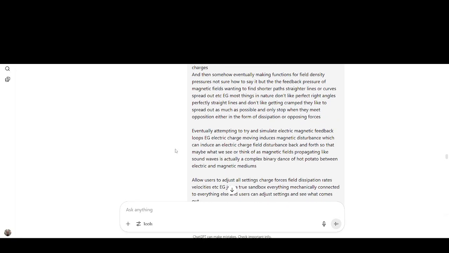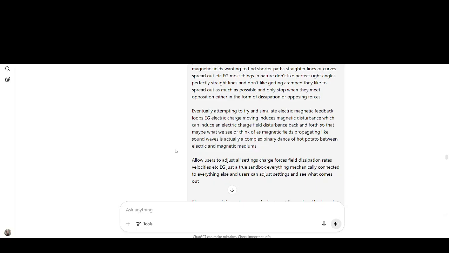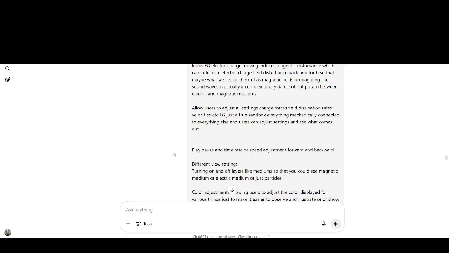Eventually attempting to try and simulate electric magnetic feedback loops, e.g. electric charge moving induces magnetic disturbance, which can induce an electric charge field disturbance back and forth, so that maybe what we see or think of as a magnetic field propagating like sound waves is actually a complex binary dance of hot potato between electric and magnetic mediums. I kind of just said it there, but like that, yeah, I'll leave that for now.